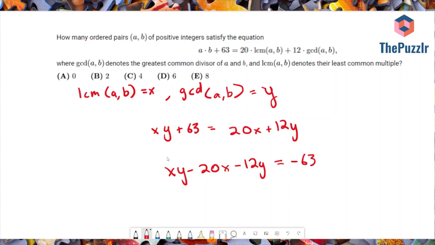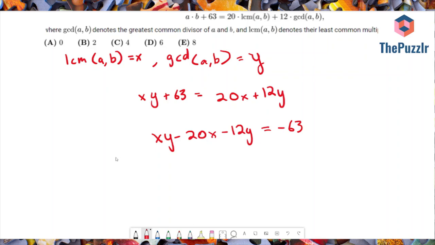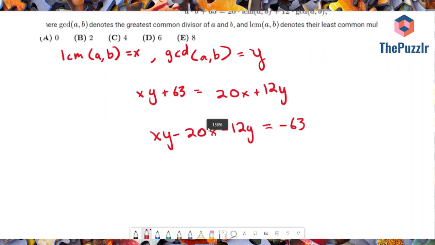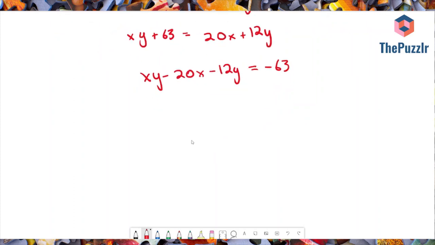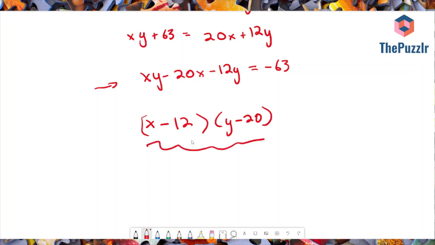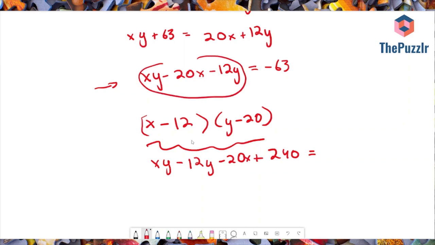equals minus 63. And now we're going to use another concept called Simon's Favorite Factoring Trick to solve this problem. This might be new to a lot of us, so it's very important that you pay attention. We can factor this as (x minus 12) times (y minus 20). And if you do that, look at what happens when you expand this. You get xy minus 12y minus 20x plus negative 12 times negative 20, which is 240. And this is equal to this expression right here, plus 240.